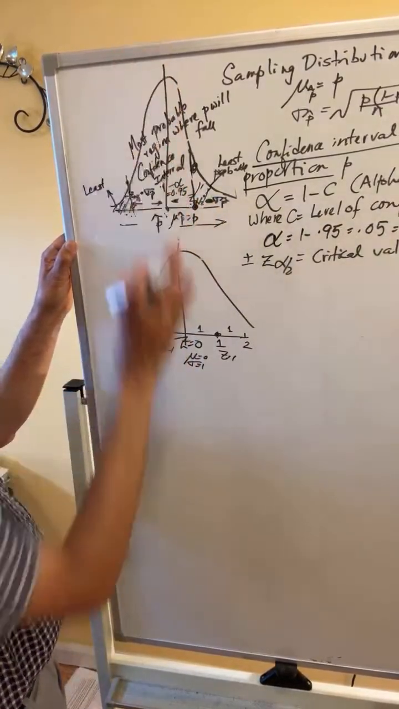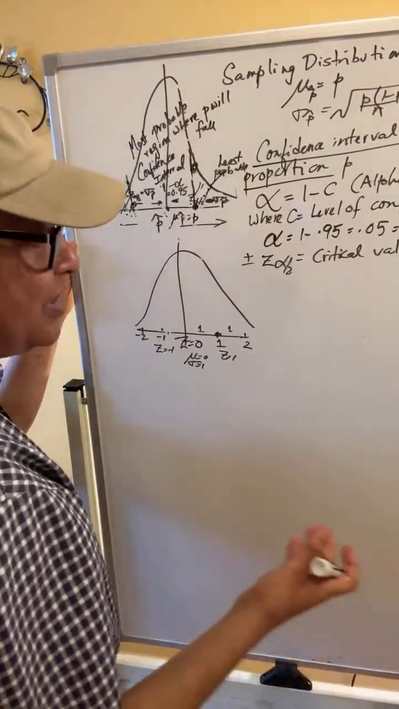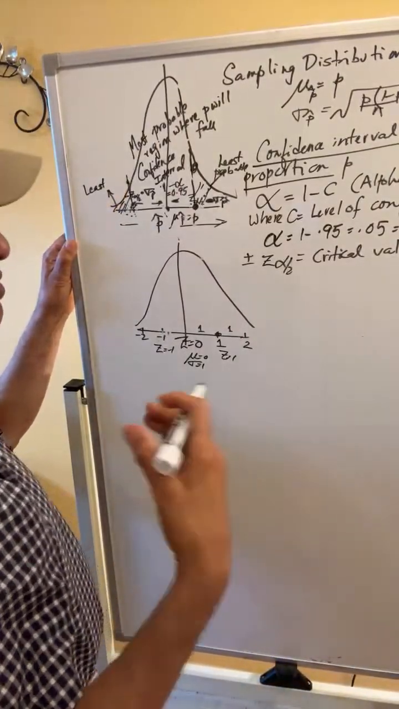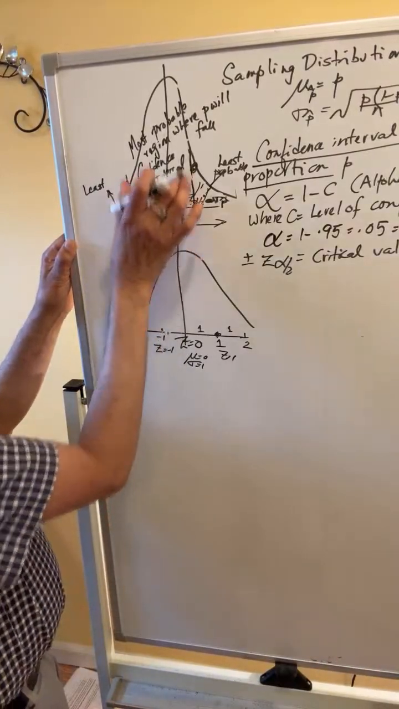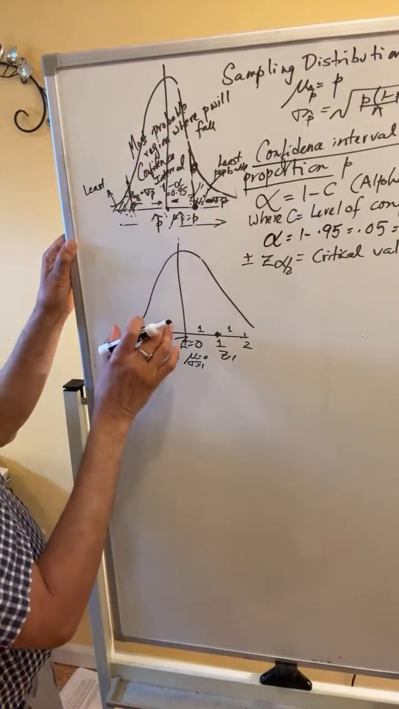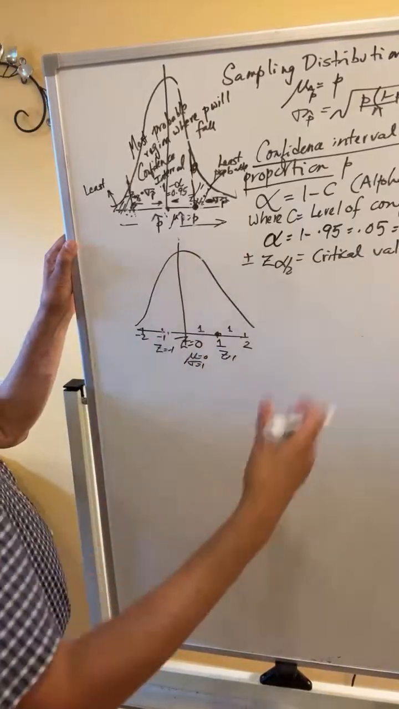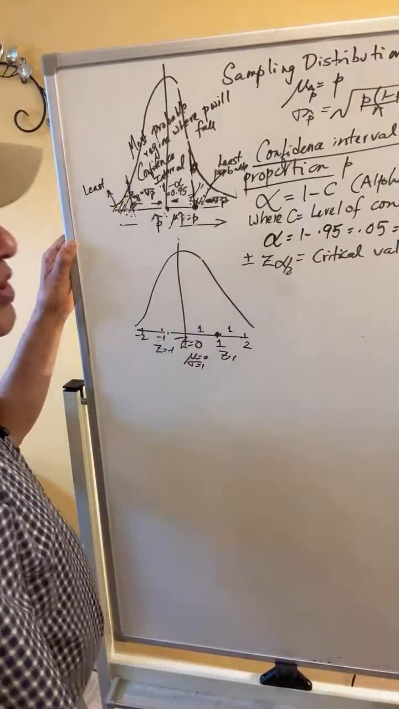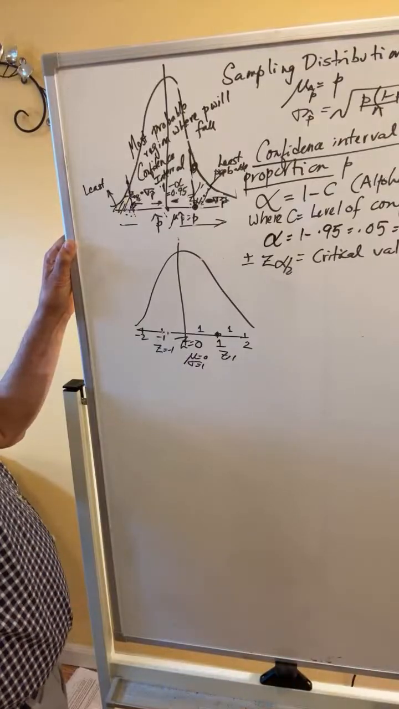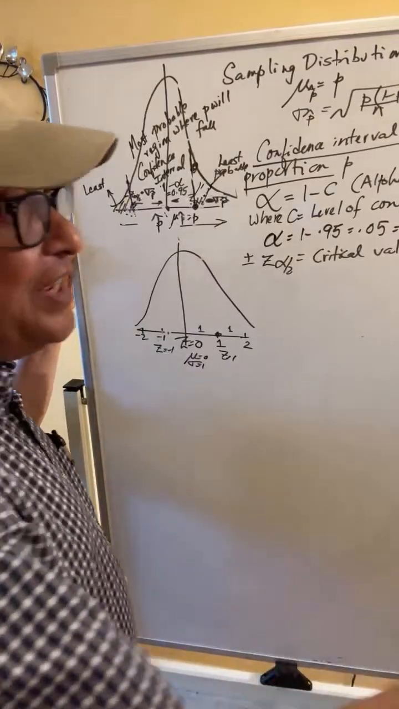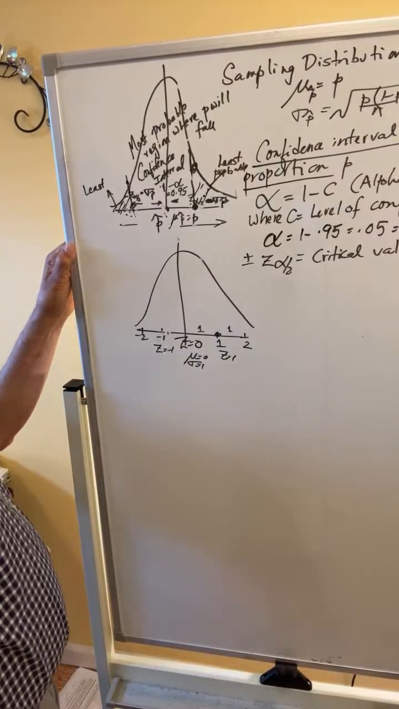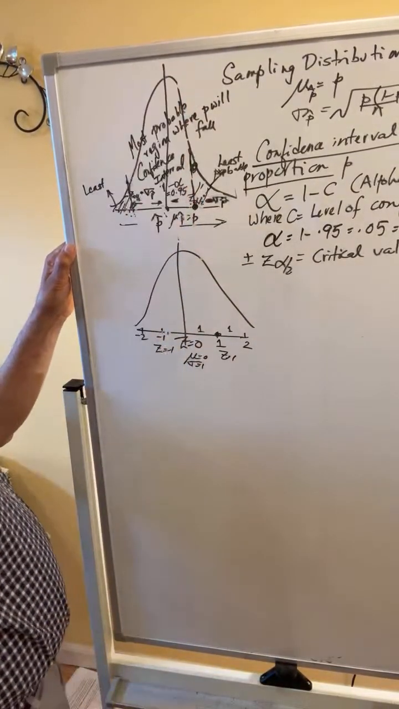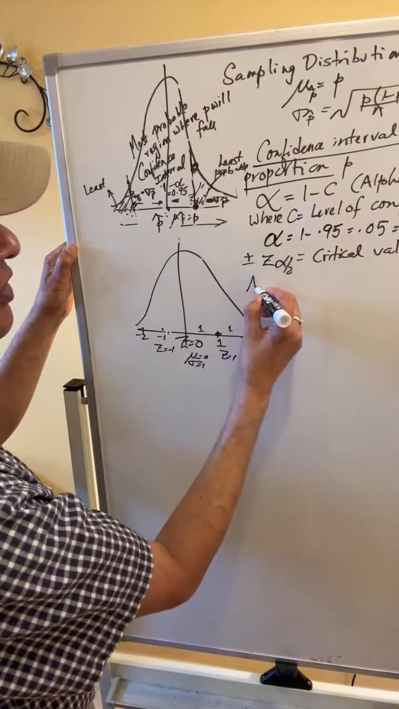This is the central area, 95%. Our success rate is 95%. So the population proportion will fall in this interval. We are taking a 5% risk that we will not catch the actual population proportion, or 5 out of 100 intervals will not contain the actual population proportion. So the area in the center is 1 minus alpha.